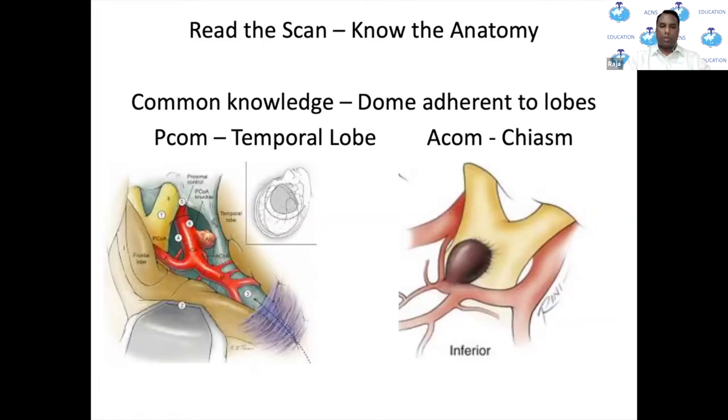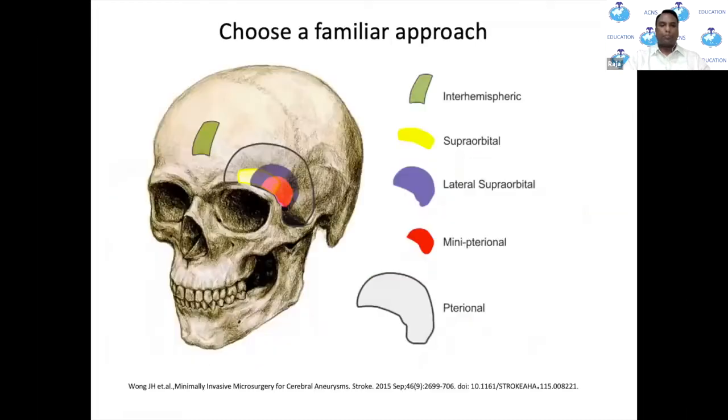A PCOM aneurysm mostly points towards the temporal lobe. It is attached to the temporal lobe. It may go below the tentorium as well. So avoid retraction of the temporal lobe. And in an ACOM, an inferior projecting ACOM may adhere to the optic chiasm, and undue retraction of the frontal lobe can avulse the aneurysm from the attachment and cause torrential bleeding.